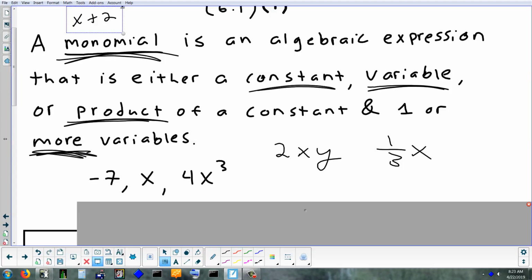Two things wouldn't be mono. Think of a bicycle. Bi means 2. That's a binomial, because now it has 2 things. So you're not going to see addition or subtraction. Products, numbers, letters, no addition or subtraction. That makes it a monomial. Any questions on that?